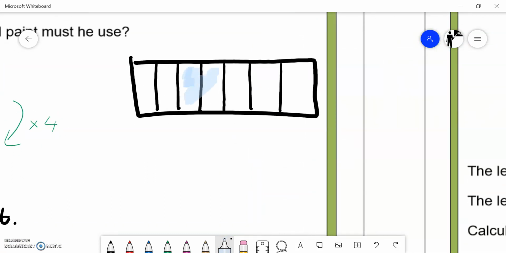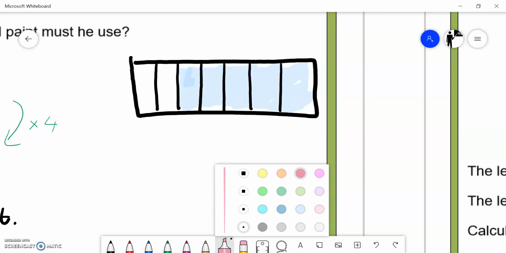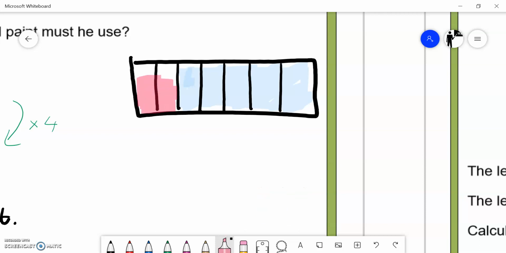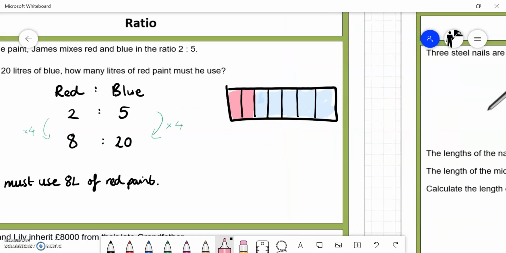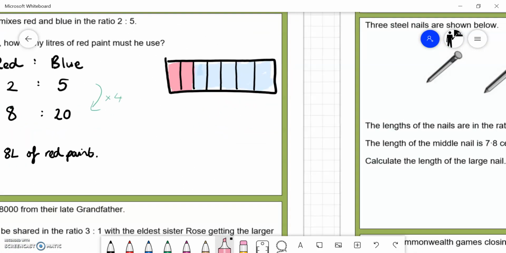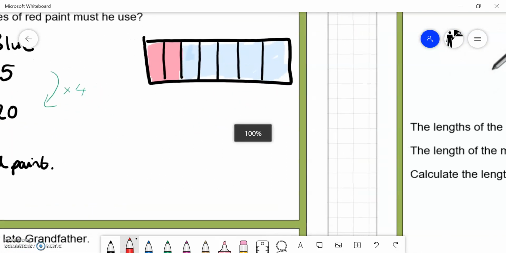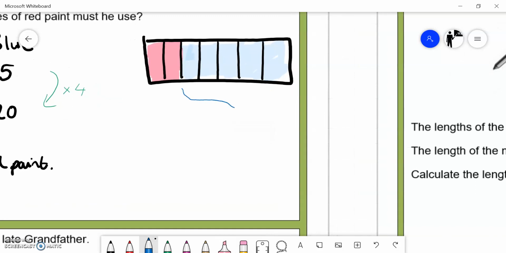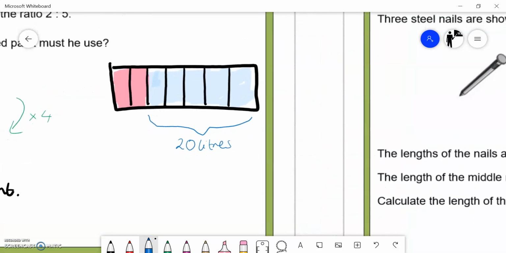So here's my 1, 2, 3, 4, 5. So here's my blue parts. And here's my red parts. So this proportion must always be kept. So we are told that James used 20 litres of blue. So we're saying that altogether, this represents 20 litres. And hopefully you can see that 20 is being shared in between these 5 sections.